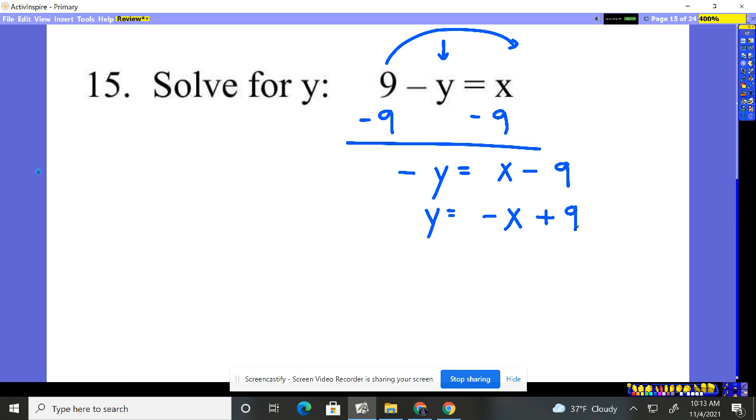Now, please note that that may be written as the 9 first and the x back here. 9 is positive, so that's fine. The x is negative according to this, so I need to put a negative right here. So y is equal to 9 minus x. Technically, what you're doing is you're coming in here and you're dividing both sides by -1.